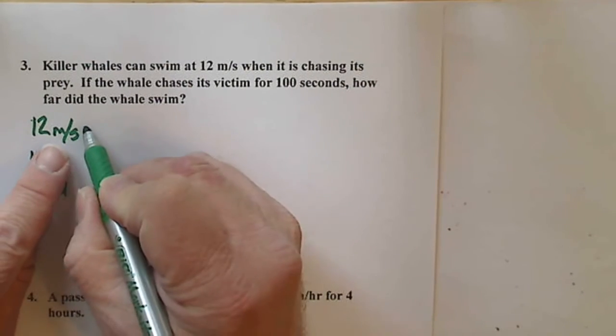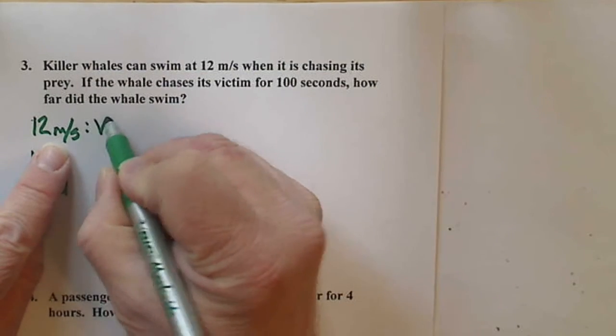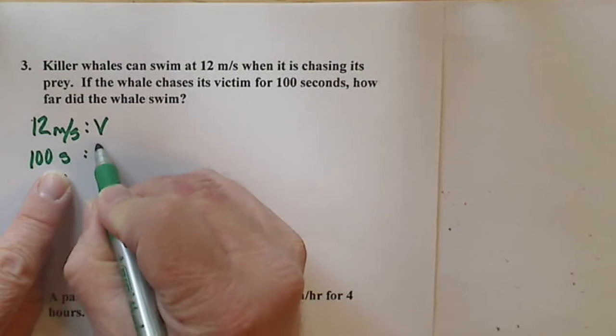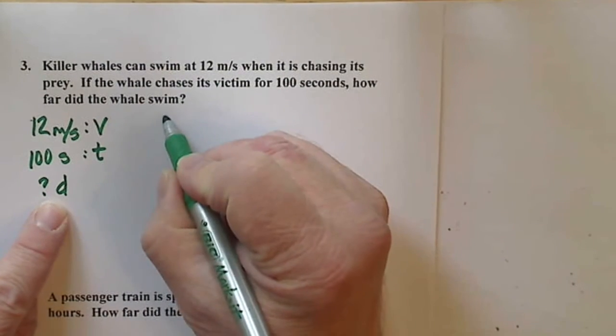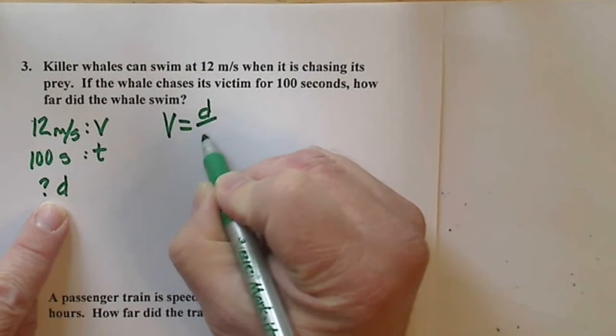So let's go back up and figure out what these are. Meters per second, we just talked about that. That's the units for velocity. Figured that out in problem number 1. Seconds, you remember that's time. And we're looking for distance. So write down the same formula, always write down the formula. Velocity equals distance divided by time.